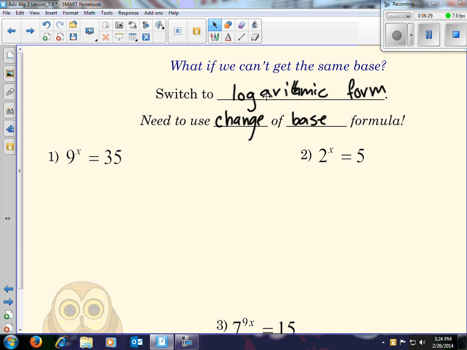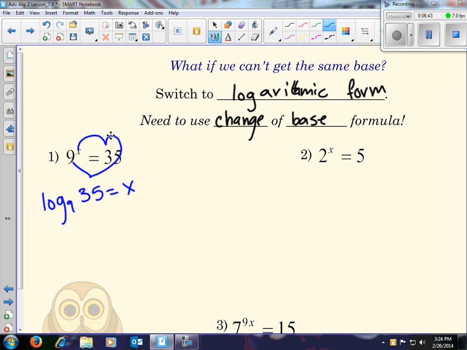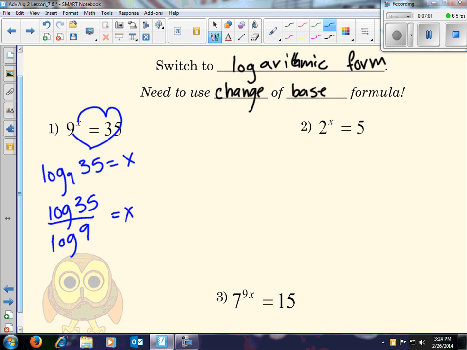The first thing I can do is change it to logarithmic form. So I can do my little heart thing, and then I get log base 9 of 35 is equal to x. And then I could do the change of base formula. So then I do log of 35 divided by log of 9 is equal to x. And then when I punch this into my calculator, I get x is equal to 1.618. And this is an approximation, this is not the exact. So there's the first way to do it.